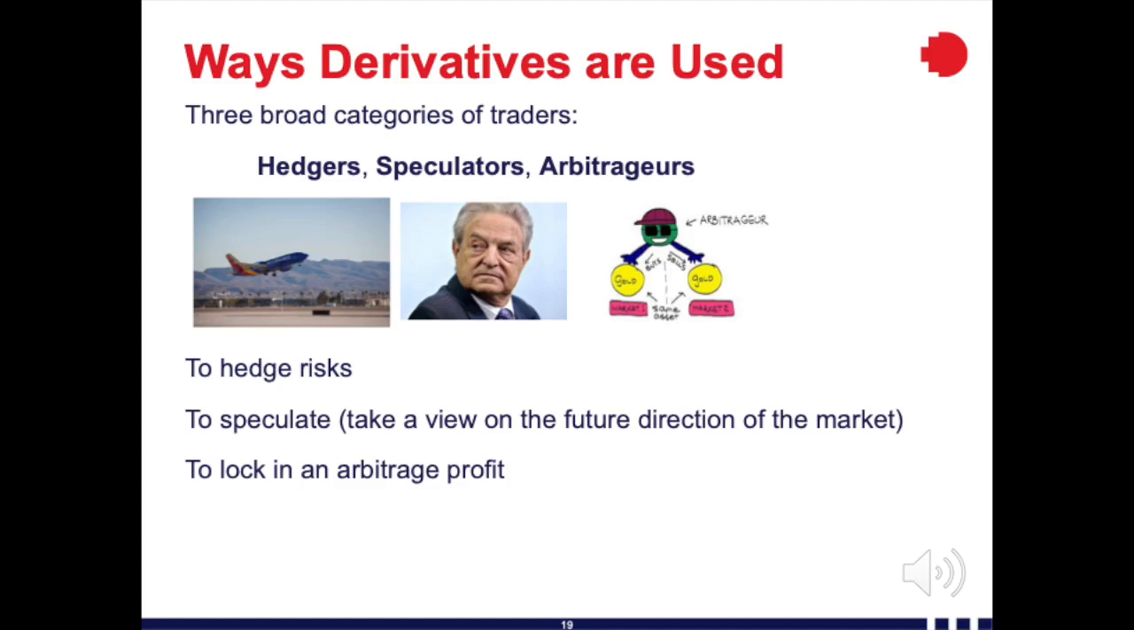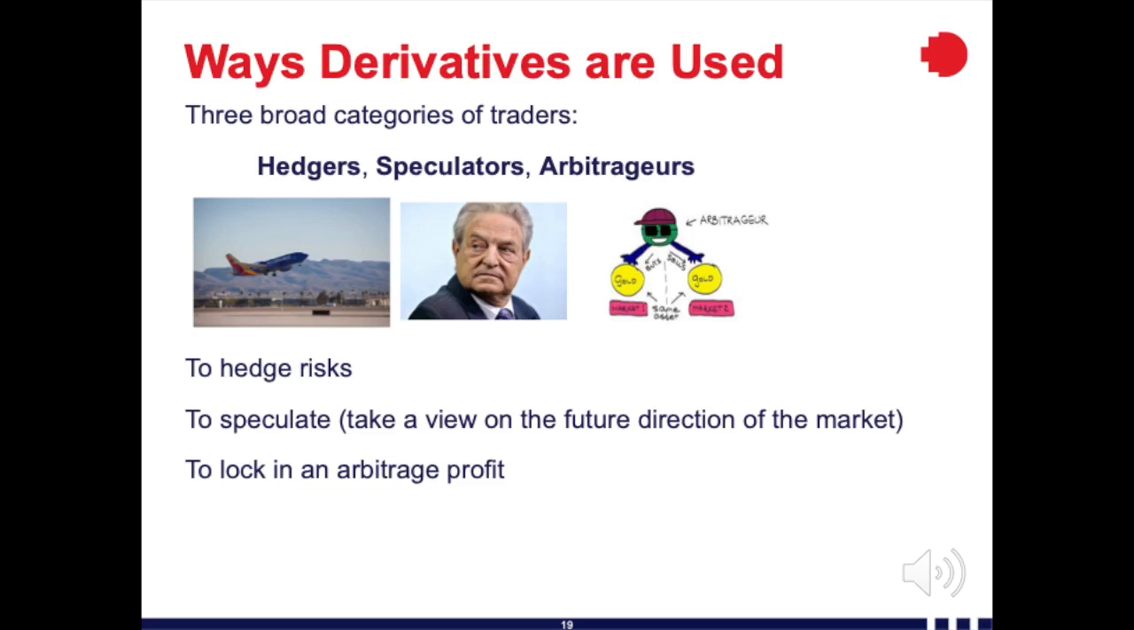In this slide, we talk about the ways that derivatives can be used in the market. Basically, there are three broad categories of traders that can be identified in the derivative market: hedgers, speculators, and arbitrageurs. So the three relevant concepts are hedging, speculation, and arbitrage. I use three pictures to represent each type of trader respectively.